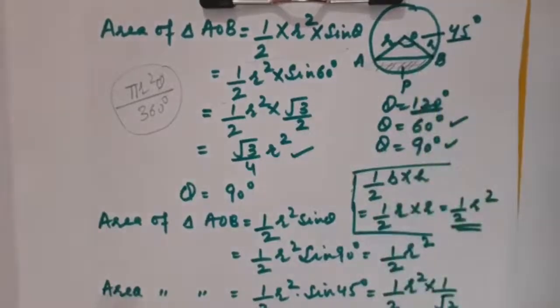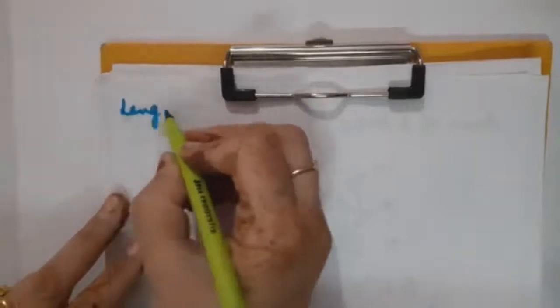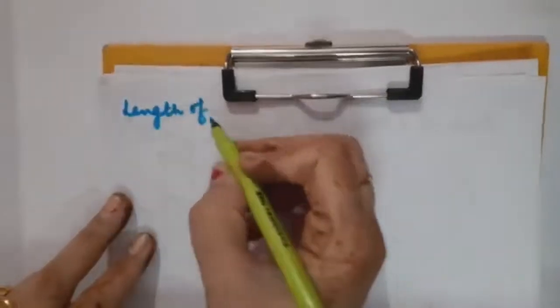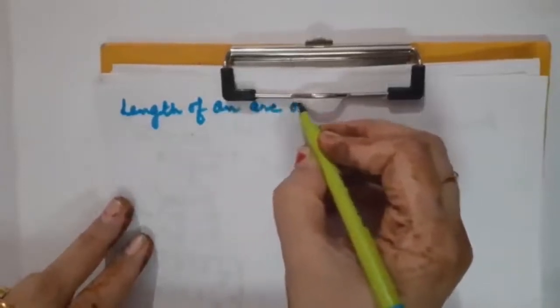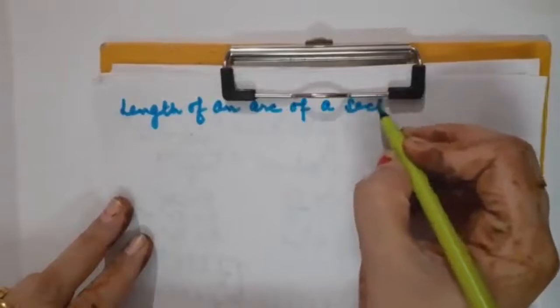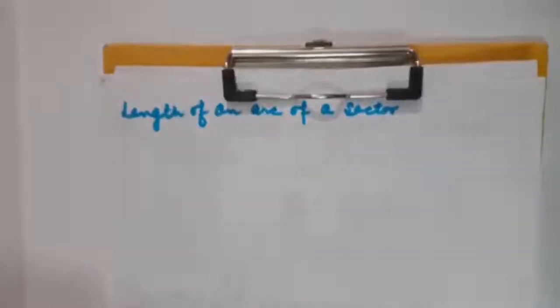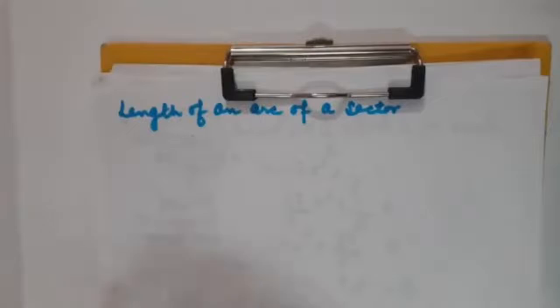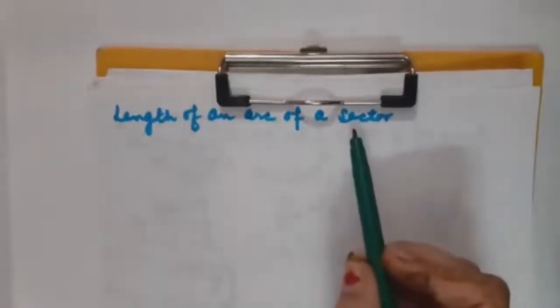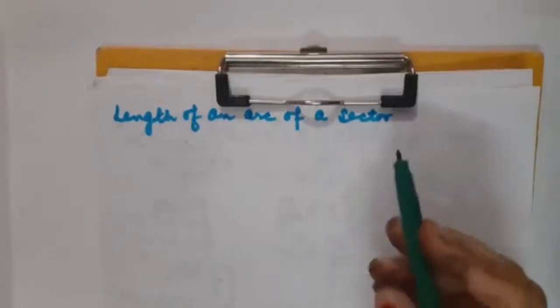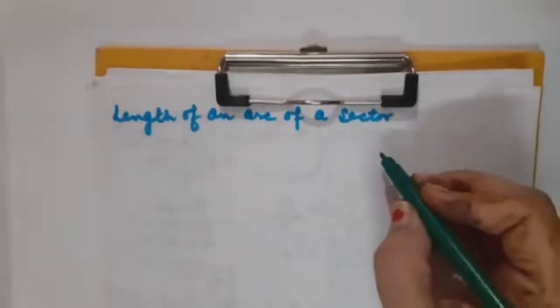Clear, children? Okay, now I am going to switch to the next concept, that is how to calculate the length of an arc of a sector. Till now I told you how to calculate the area of the sector. Now we will be learning how to calculate the length of the arc of a sector. First of all, the question arises: what do you mean by the arc of a sector? The arc corresponding to a sector is called the arc of the sector.